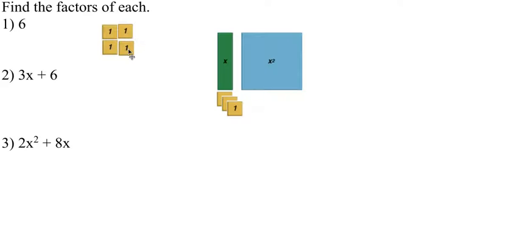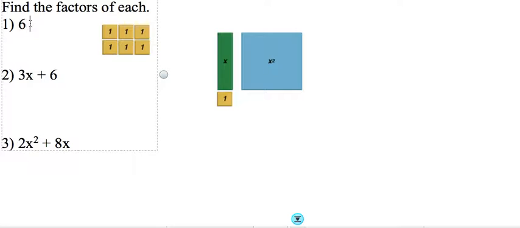There's a couple different ways I can build this rectangle. And so here's one of them. And so what we see here is a rectangle that has a width of 2 and a length of 3. So we can say that one of the factors of 6 would be 2 times 3.